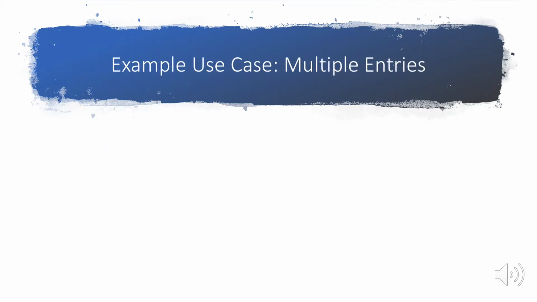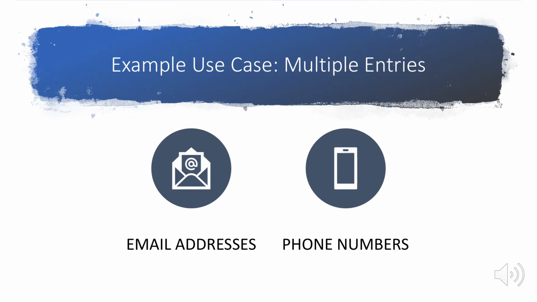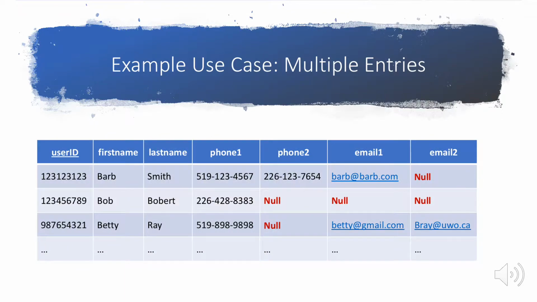Another time you might want to use JSON columns in MySQL is when you are storing user data, such as email addresses or phone numbers, since you may have multiple entries for each user. You could create a new column for each email address or phone number. However, this could lead to many null values and would force you to modify the table if another email or phone number column is needed in the future.